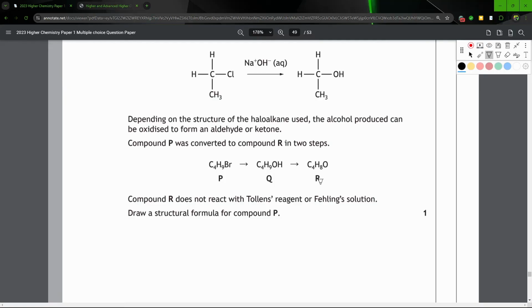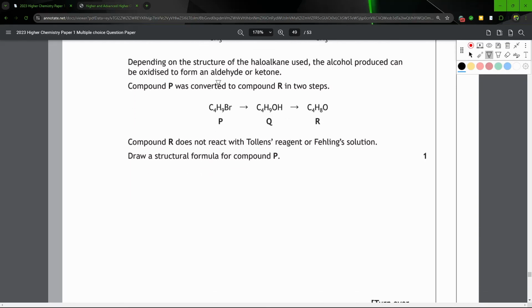Compound P was converted to compound R in 2 steps. Compound R does not react with Tollens' reagent or Fehling's solution. Draw a structural formula for compound P. When it says it's not reacting with Tollens' reagent or Fehling's solution, that means compound R cannot oxidize, which means that R is a ketone. So the double bond oxygen will occur somewhere in the middle. It won't be on terminal carbons.